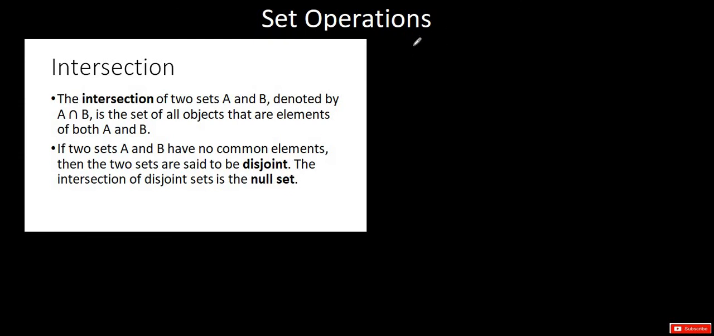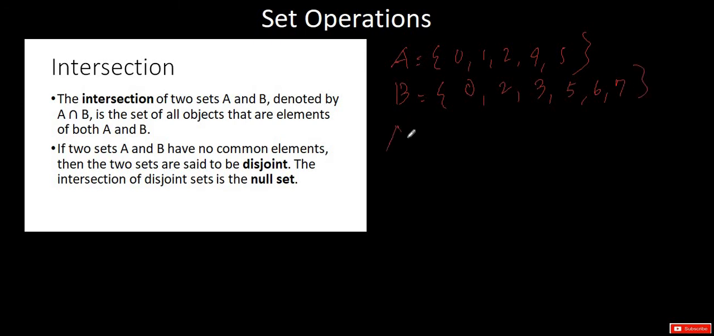Okay, let's have examples. Suppose the elements of set A are 0, 1, 2, 4, and 5. And set B contains the elements 0, 2, 3, 5, 6, and 7. Now, what are the elements of A intersection B? To determine these elements, we're going to look for common elements of both A and B. Observe here that 0 is common to set A and set B. So 0 is one of the elements of the intersection.